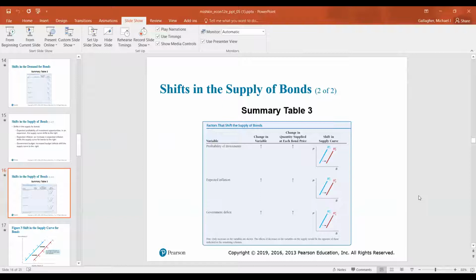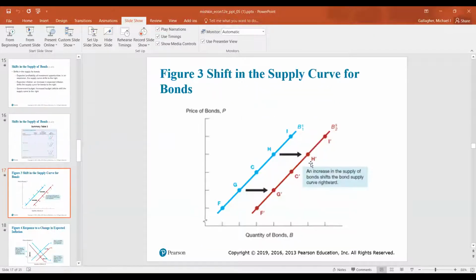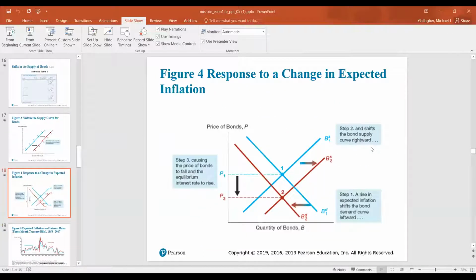Here we see this self-explanatory picture again, profitability of investments. They're going to borrow more. Inflation, they're going to borrow more because the real cost is lower. And the government, they always run a deficit. And then we see this is what a shift in the supply curve looks like.